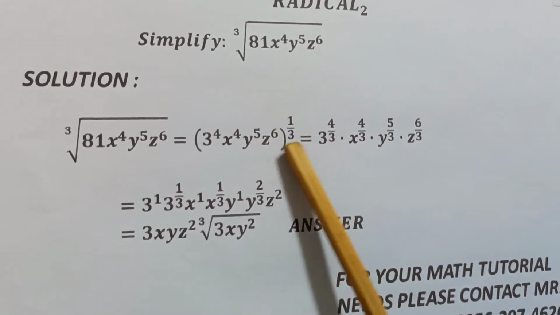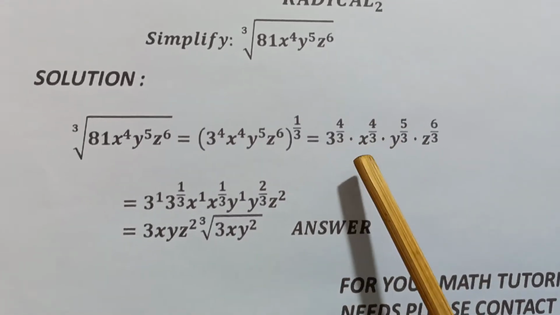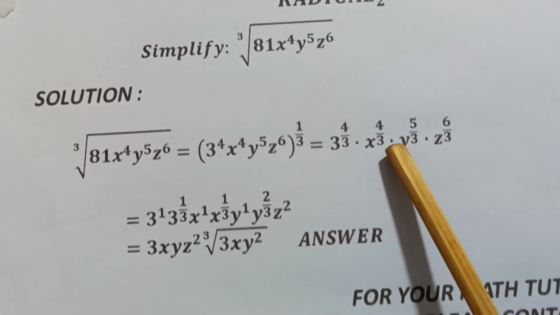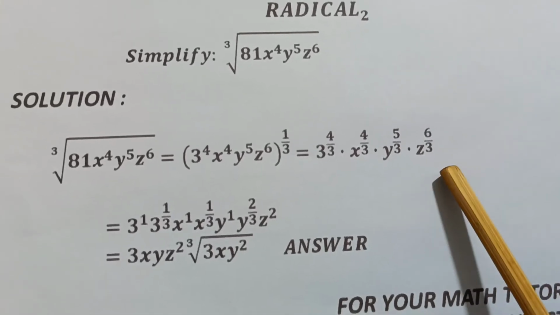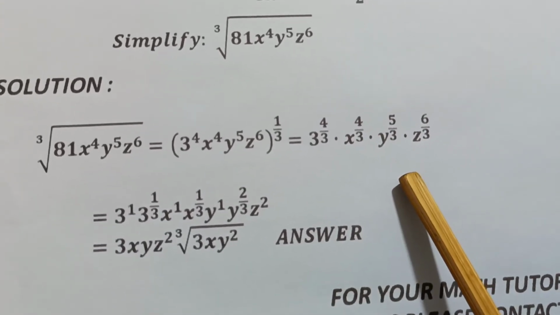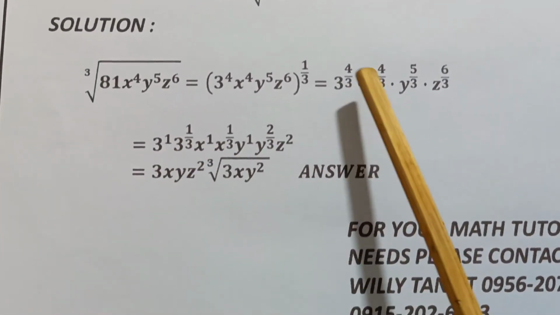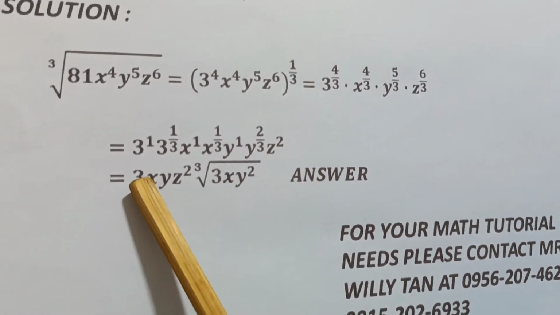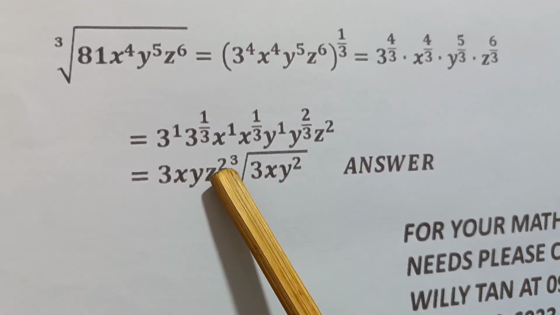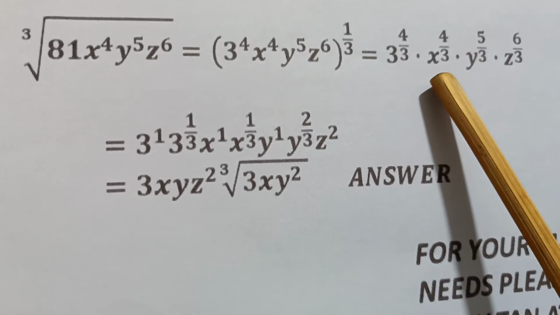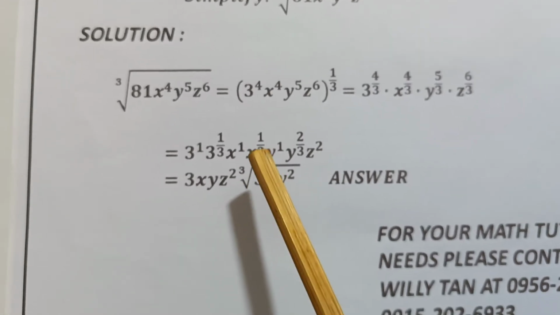And then we distribute this one to each of these factors here. So this one, 3 raised to 4 over 3, x raised to 4 over 3, y raised to 5 over 3, and z raised to 6 over 3. And then again, we simplify each of these terms here. So this one, 3 to 4 over 3, is equal to 3 raised to 1 plus 1/3, which is 3 to the first multiplied by 3 raised to 1/3.